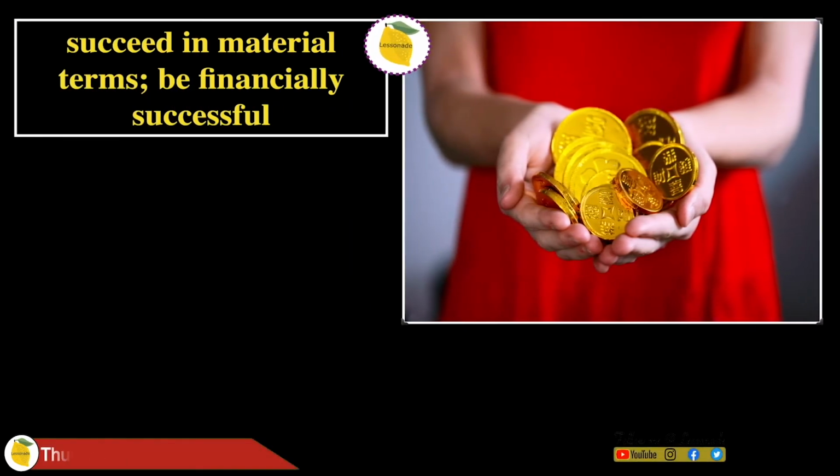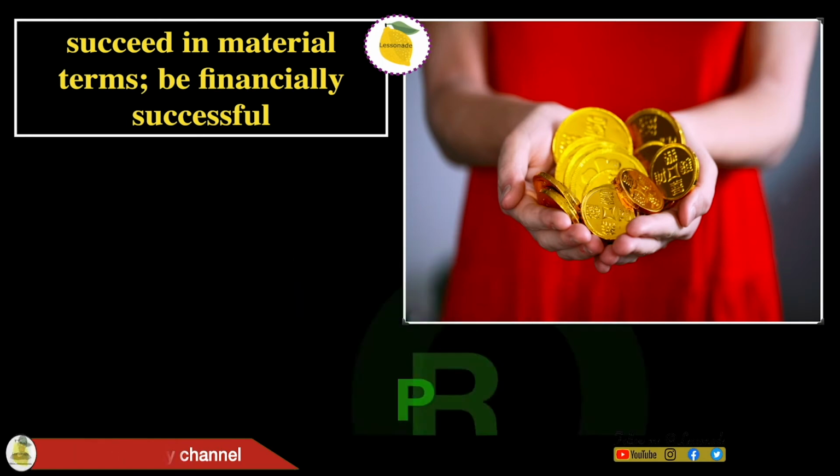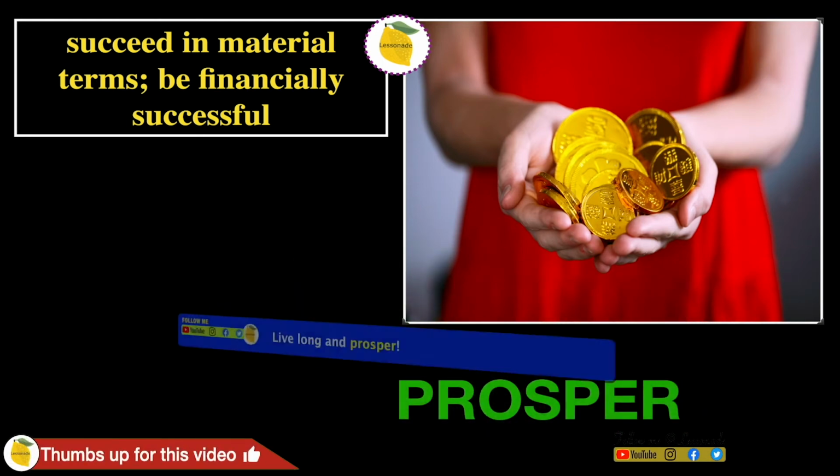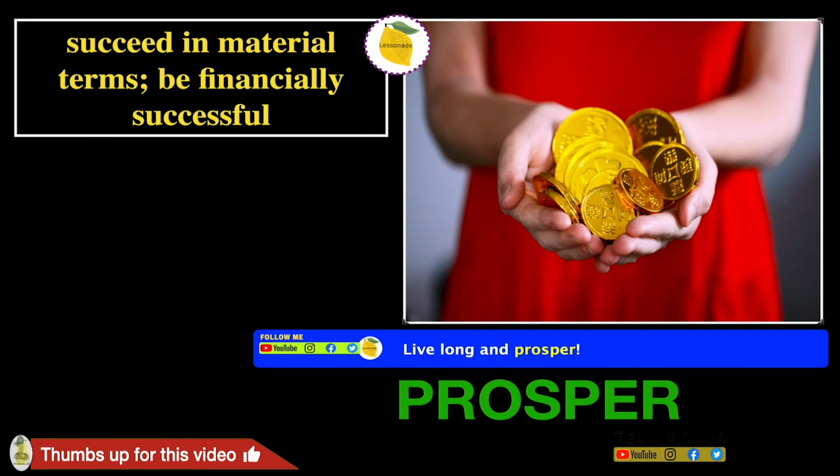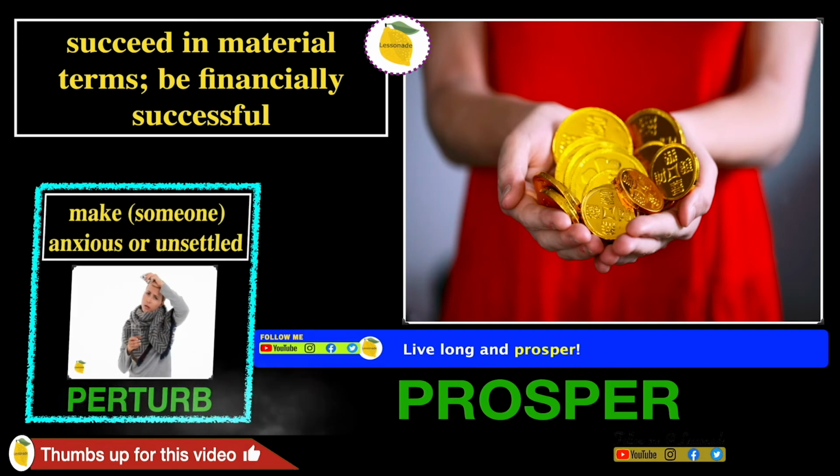The next one is succeed in material terms, be financially successful. In this picture, you can see someone holding gold coins. In other words, they have succeeded in material terms and they are financially successful. Therefore, the word will be prosper. The sentence for this word is live long and prosper. So before we go on to the next one, let's try to recall the previous slide. And the previous slide is perturb.